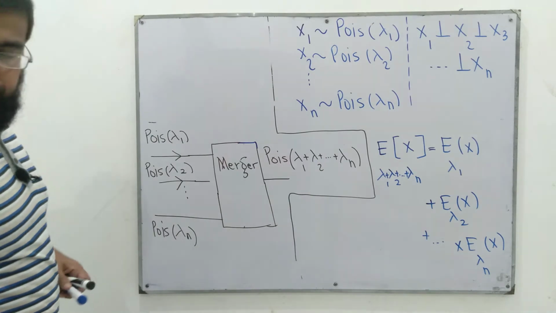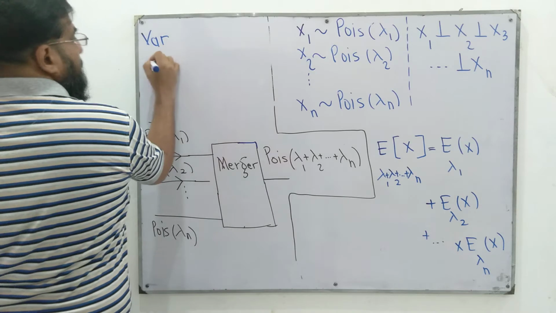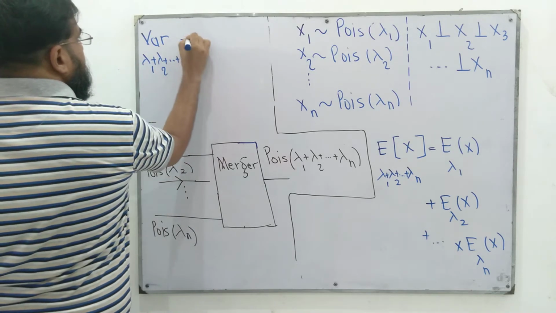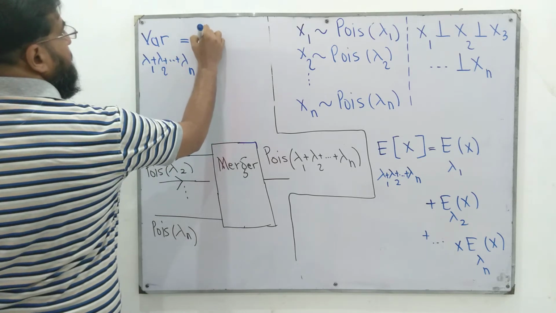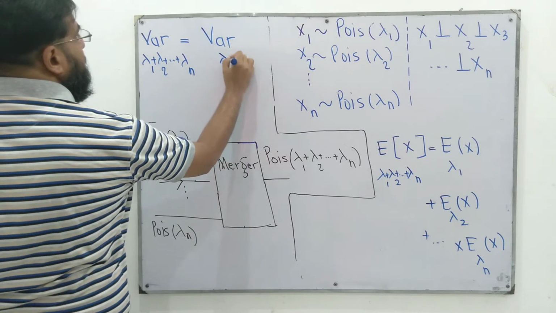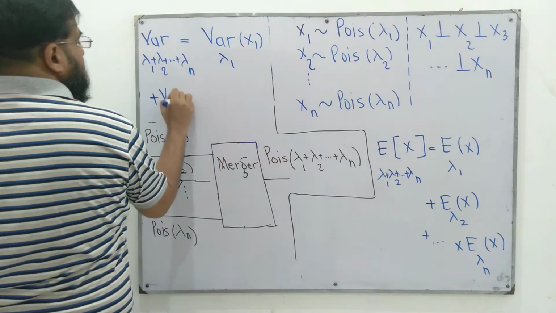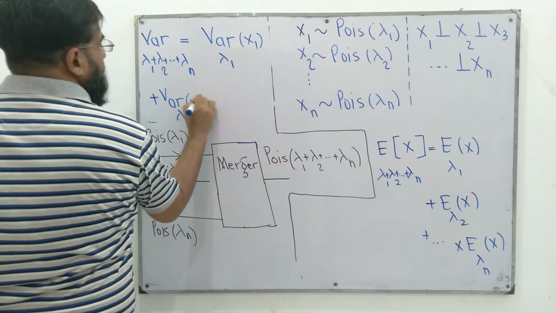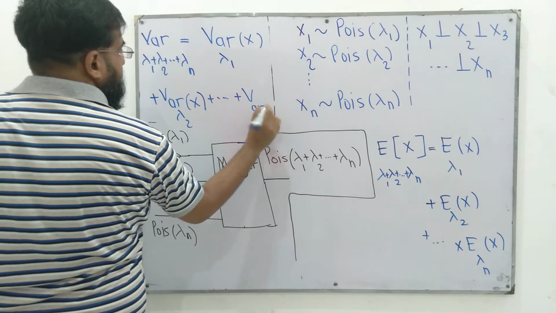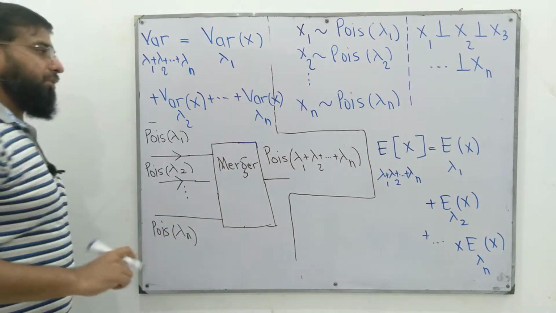Similarly, the variance of the merged process is the variance of the first process plus the variance of the second process, and finally the variance of the last process.